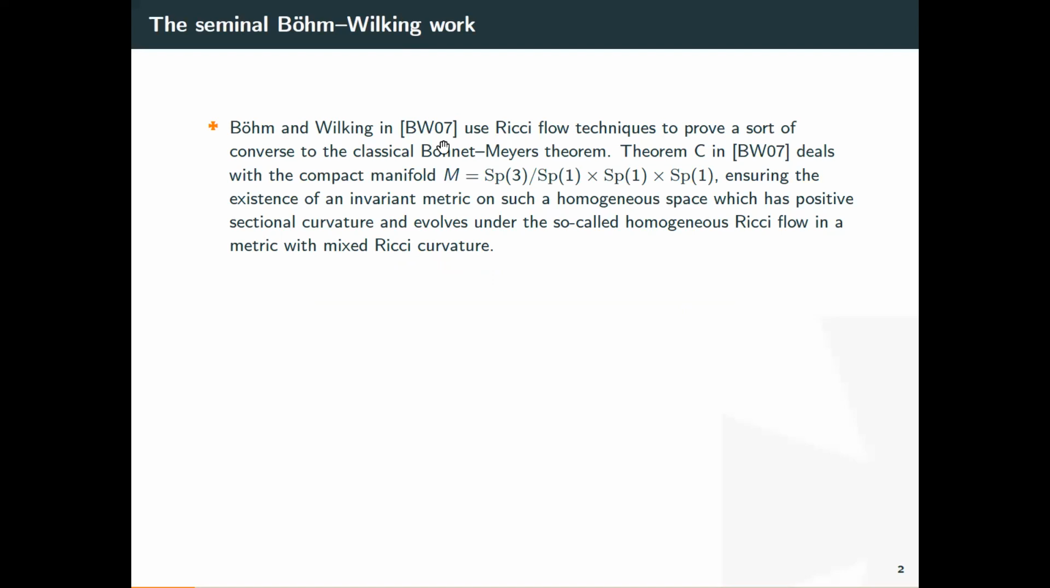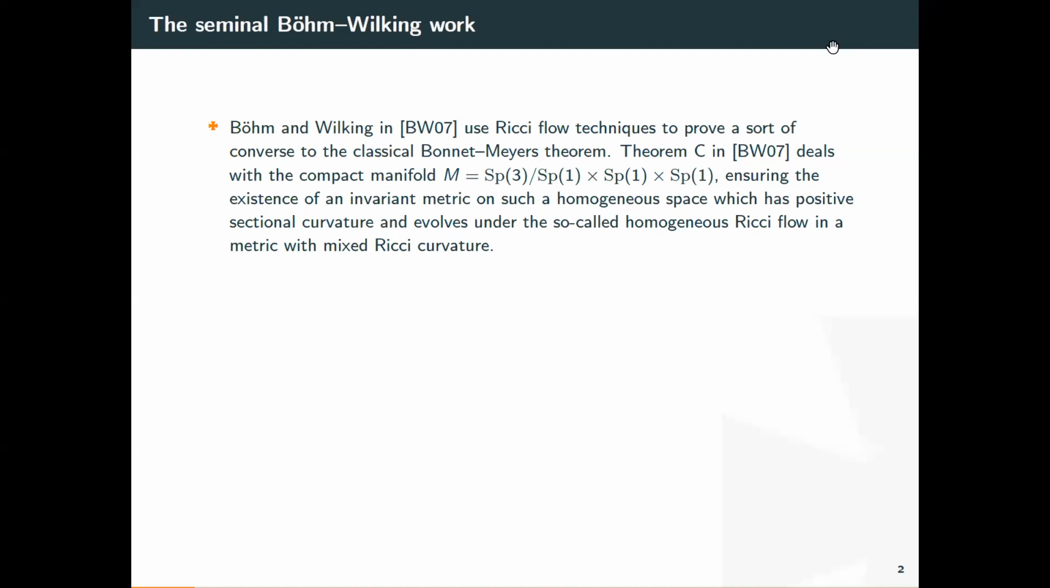One disclaimer is that I use these citations with BibTeX because at the end I will display the bibliography, so don't worry, I will cite properly the names of the people I'm mentioning. To make a remark here, there is this seminal work of Böhm and Wilking, where they prove a sort of converse to the classical Bonnet-Myers theorem in Riemannian geometry, showing indeed that non-negatively curved, simply connected manifolds admit metrics with positive Ricci curvature. This is done by studying the Ricci flow of Riemannian metrics on this space.